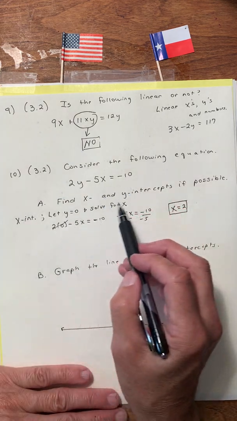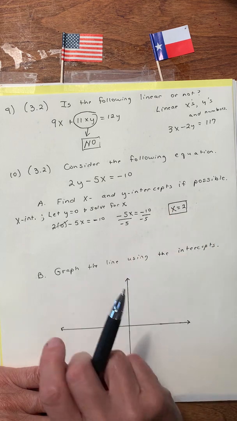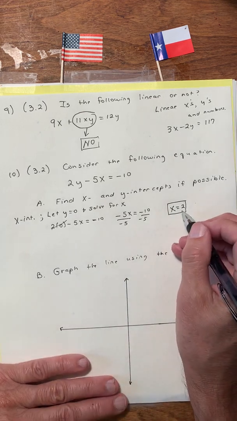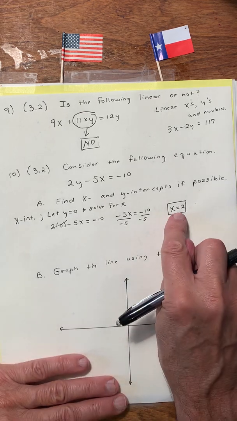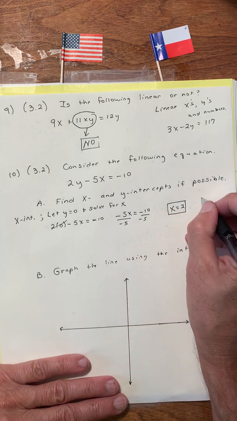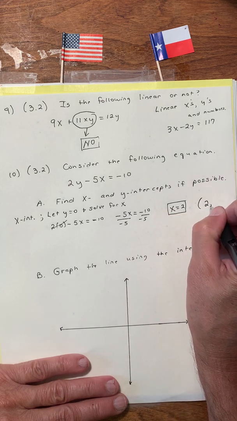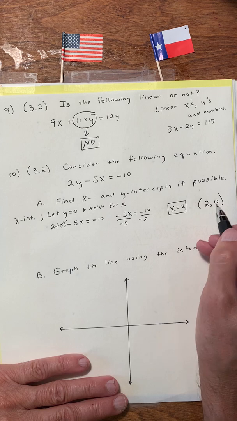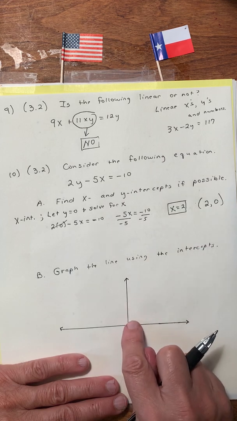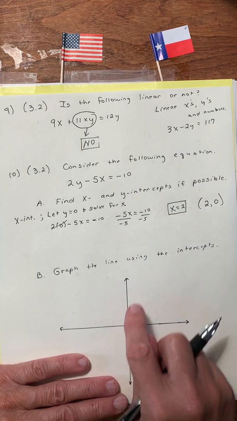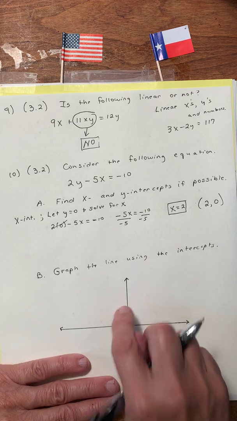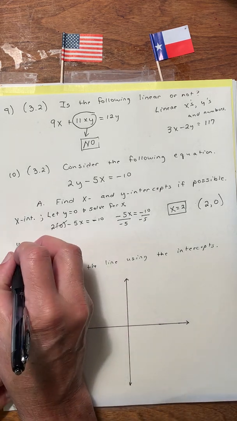So find the x and y intercepts if possible. X-intercept is good. Now you realize this is a point. I can say the x-intercept is 2, or I can also say it is the point 2, 0. And I'm going to need this information because I need to graph it down here. So the x-intercept, we'll get to this in a second. All right, let's do the y-intercept.